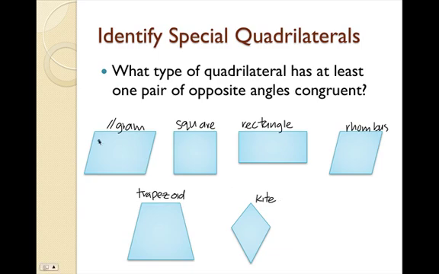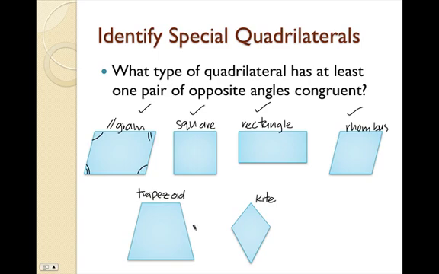By definition, or by our theorem for a parallelogram, we know that opposite angles of any parallelogram are going to be congruent to each other. So for a parallelogram, we have two pairs, which definitely fits because our question is asking for at least one pair. So all 4 of these quadrilaterals fit the question, because square, rectangle, and rhombus are just special types of parallelograms. All 4 have at least one pair of opposite angles congruent.